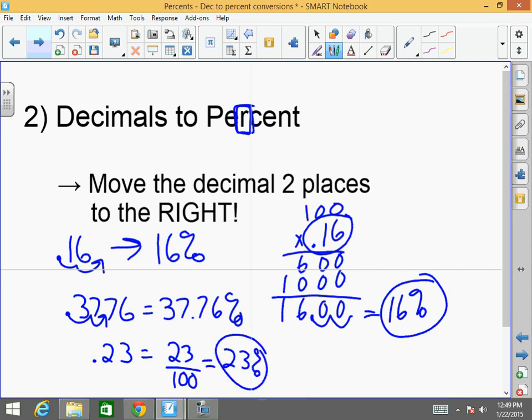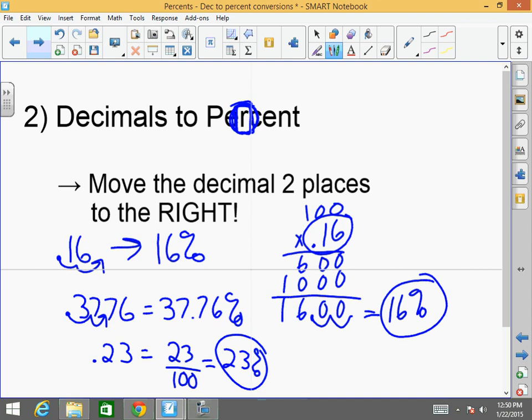So again, there's 3 ways to do it. You can convert it to a fraction and then write it as a percent. You can multiply by 100, convert it to a percent, or you can simply move the decimal 2 places to the right. Why to the right? Because R is to the right, percent.